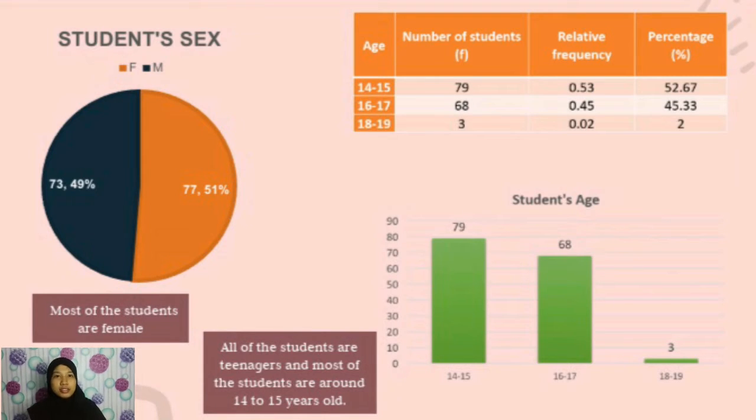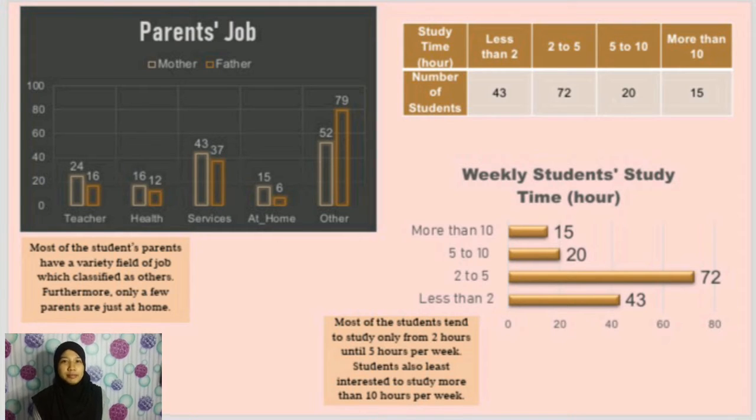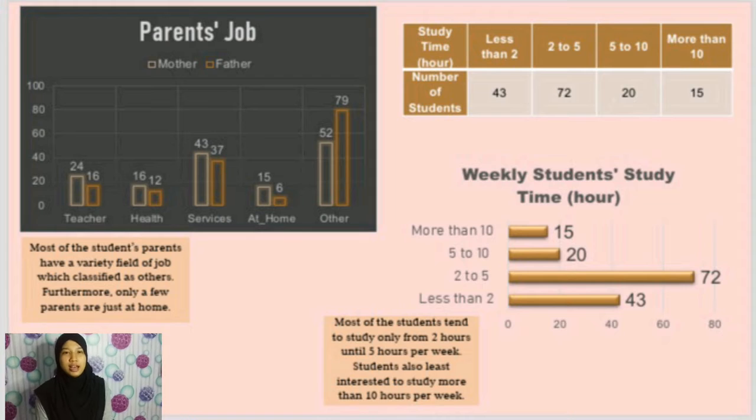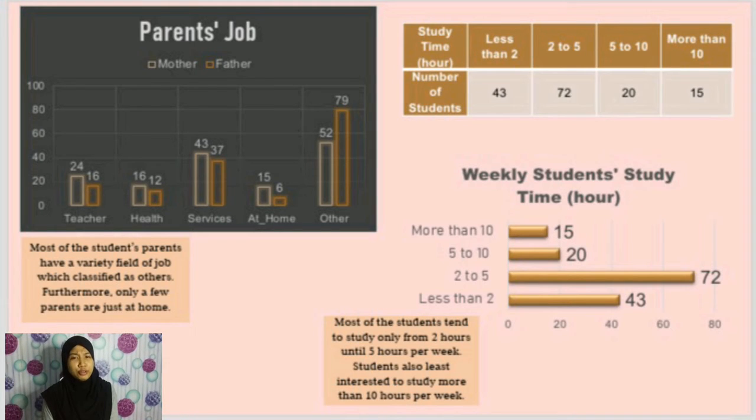Next, there are also a table and a bar graph about student age. We can see from the graph that all the students are teenagers and most of the students are around 14 to 15 years old, which is half of the math course students. Furthermore, from the multiple bar graph, most of the students' parents have a variety of jobs which are classified as others. Moreover, only a few parents are just at home.